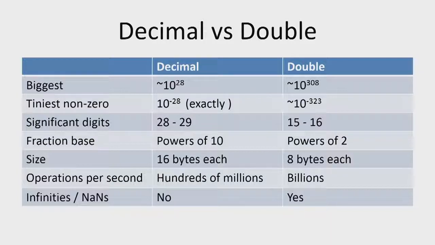In fact, I have prepared this handy chart for you here that shows exactly what the differences are between decimals and doubles. Right? So the largest possible decimal is roughly 10 to the 28. The largest possible double is roughly 10 to the 308. So enormously larger range. Right? The smallest decimal that is larger than 0 is exactly 10 to the negative 28, which we would expect, because that is a fraction that has a power of 10 on the bottom. In fact, it has 10 to the 28 on the bottom. The smallest double that is not 0 is 10 to the negative 323. So again, an enormously large range for doubles, right?